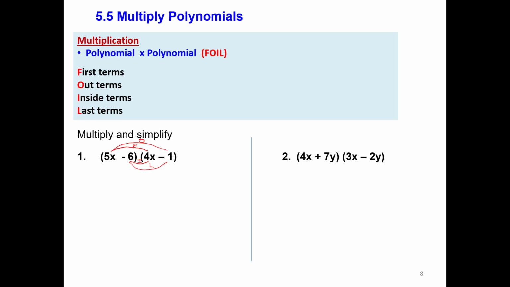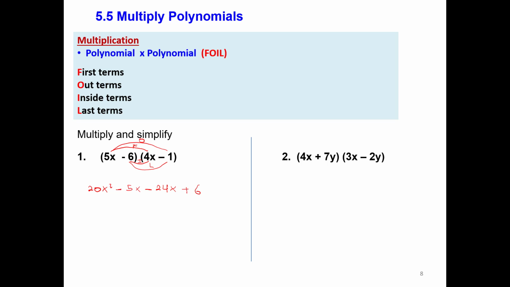Then 5x times 4x will be 5 times 4 is 20. x times x is x to the second. As we add the exponents, 1 plus 1 is 2. Now we multiply 5x times negative 1. It will be negative 5x. Now the inside terms, negative times positive is negative. 6 times 4 is 24x. And the last one, negative times negative is positive. 6 times 1 is 6. You will get 4 terms. You should get 4 terms.